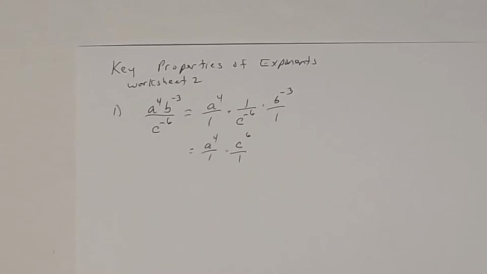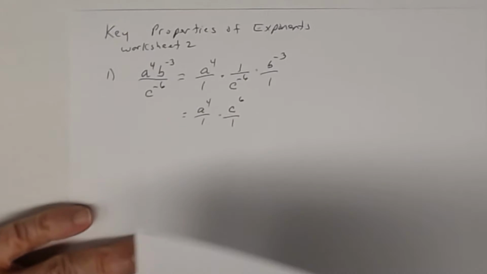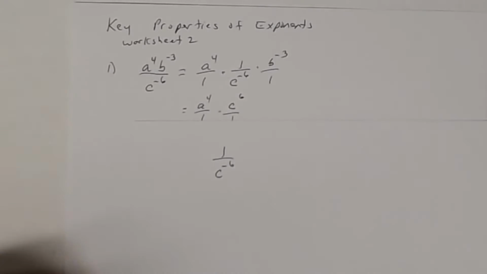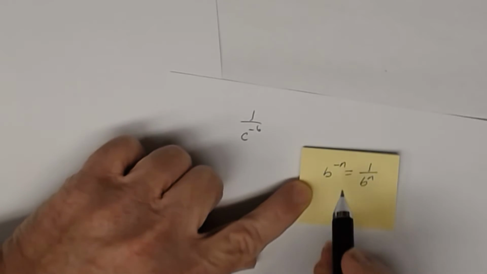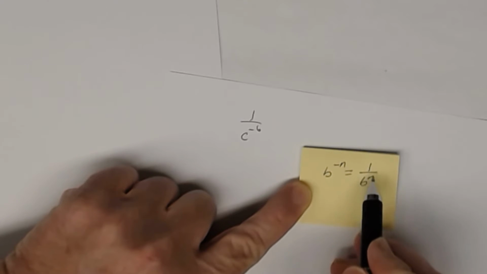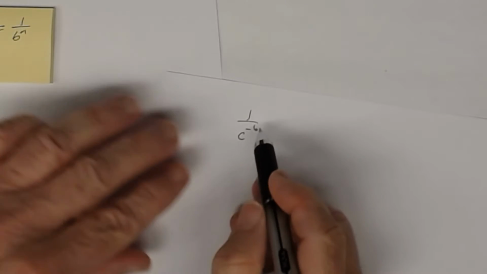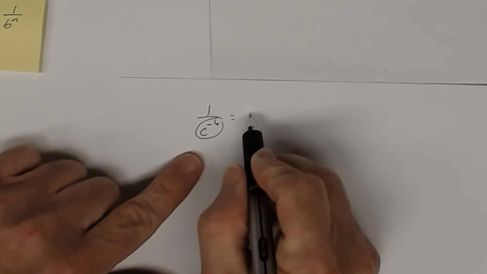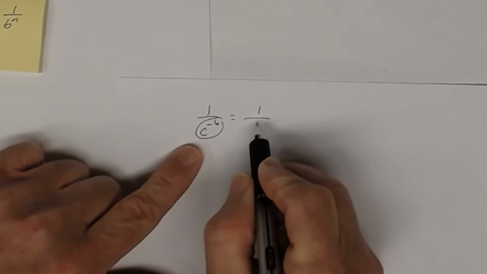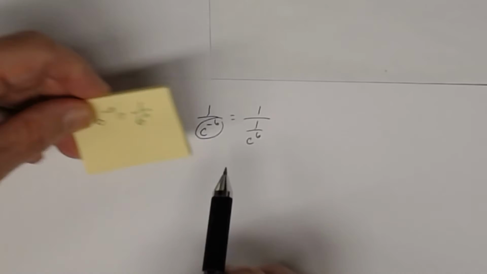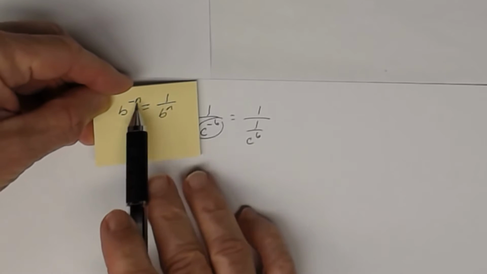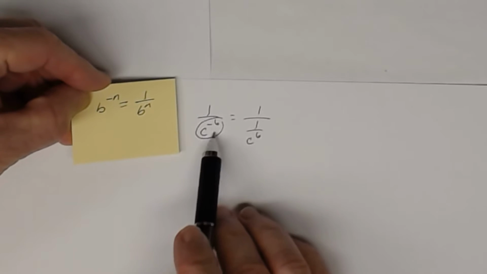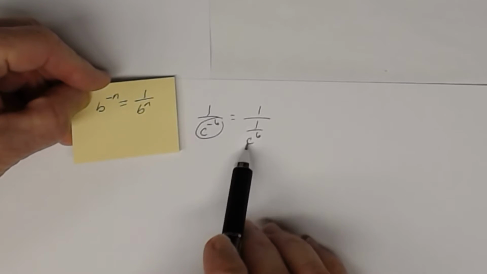Let's make sure you understand that. So you see this fraction right here, I'm going to rewrite it: 1 divided by c to the negative 6. Remember our property: b to the negative n is defined to be 1 over b to the n. So 1 divided by c to the negative 6 is 1 over c to the 6th power, because c to the negative 6 is in your denominator. So this expression is 1 over c to the 6.